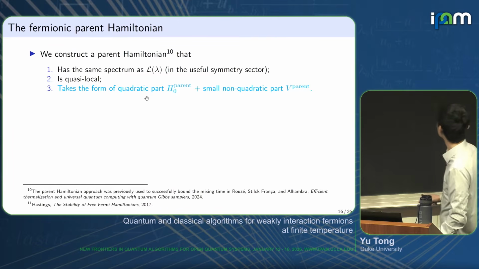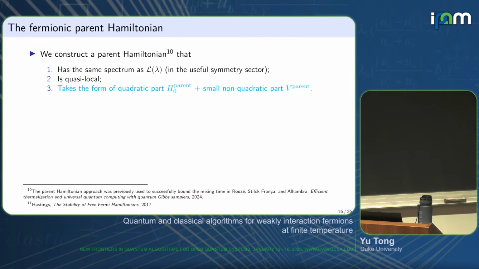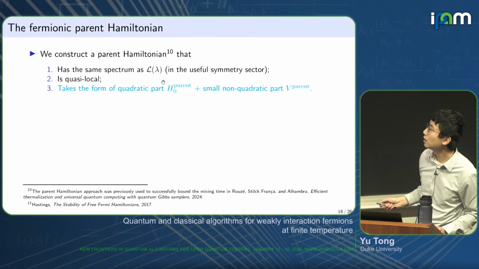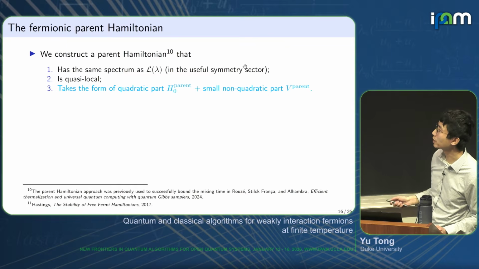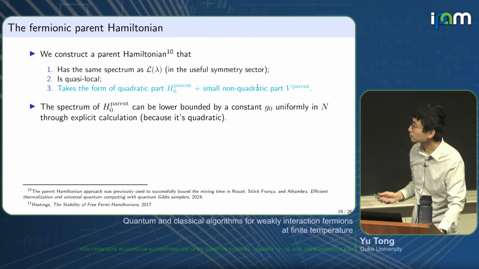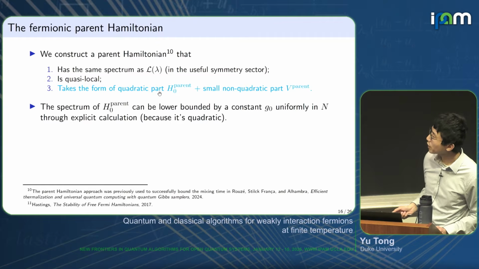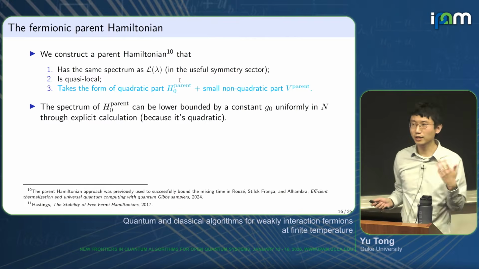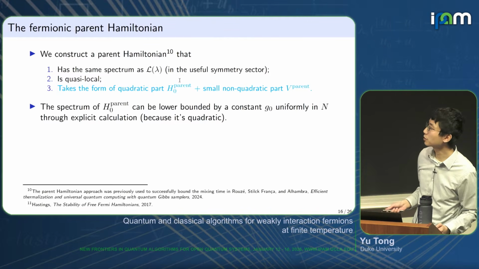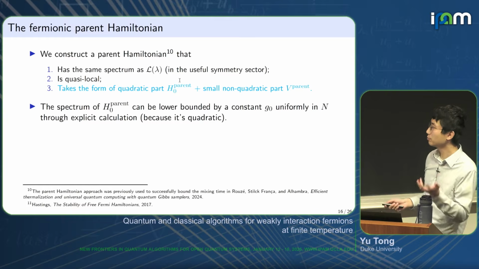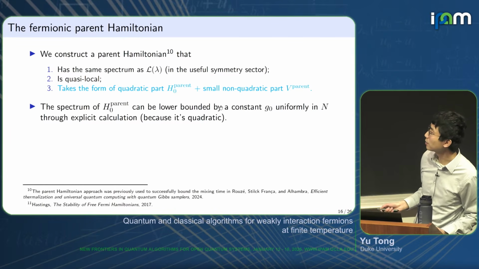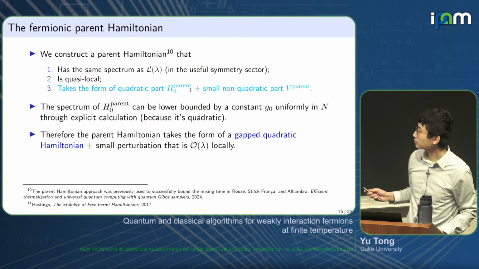So the parent Hamiltonian looks quite like this. You get something that is quadratic in the creation and annihilation operators plus a small non-quadratic part. And because the quadratic part is quadratic, you can basically analyze anything you want. So you can compute the spectral gap explicitly, and see that it's uniformly bounded by some G0 that is uniform in N.